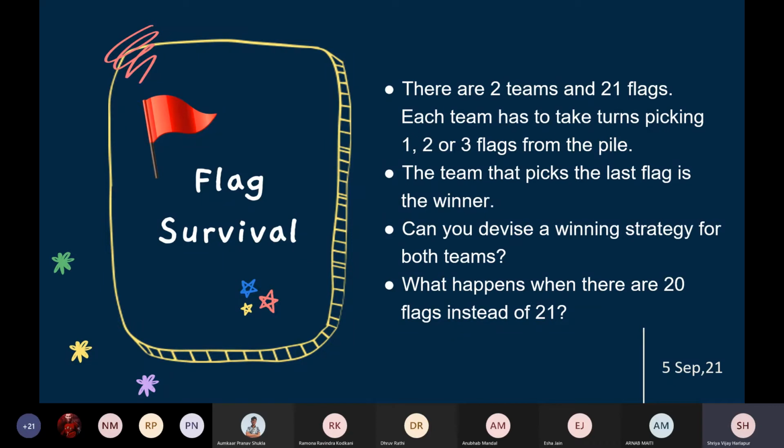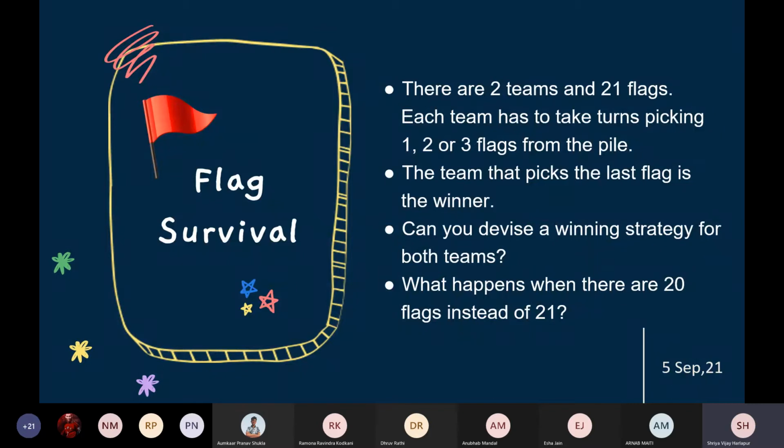And what's interesting here is that if the total number of flags is a multiple of 4, then team B is guaranteed a win. And if the total number of flags is not a multiple of 4, then team A is guaranteed a win because they can just in their first turn pick up the number of flags that's the remainder when it's divided by 4. So that's how flag survival works.